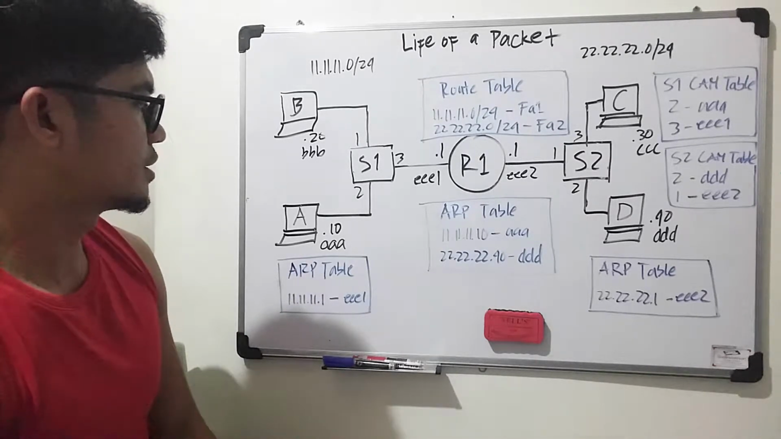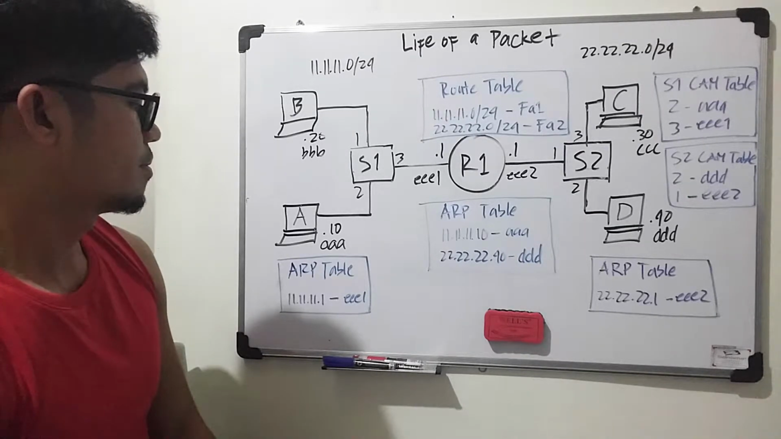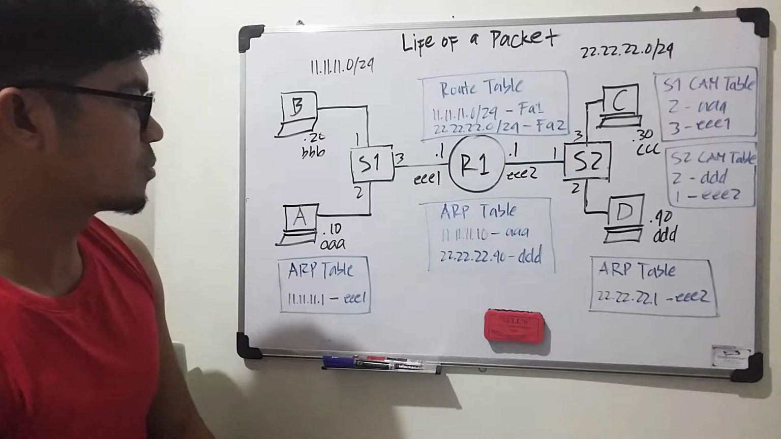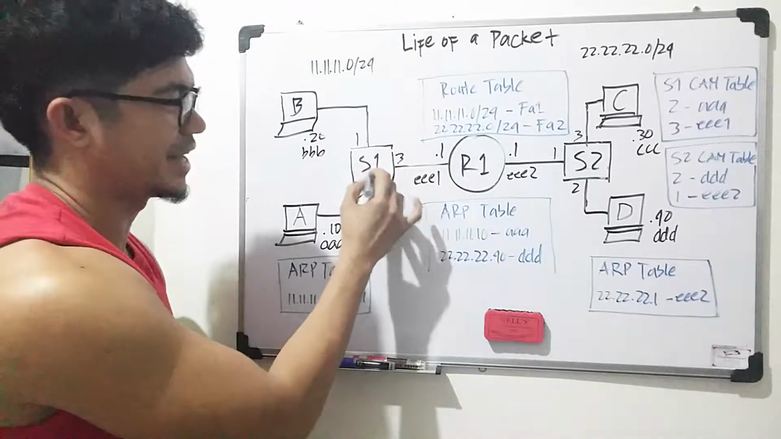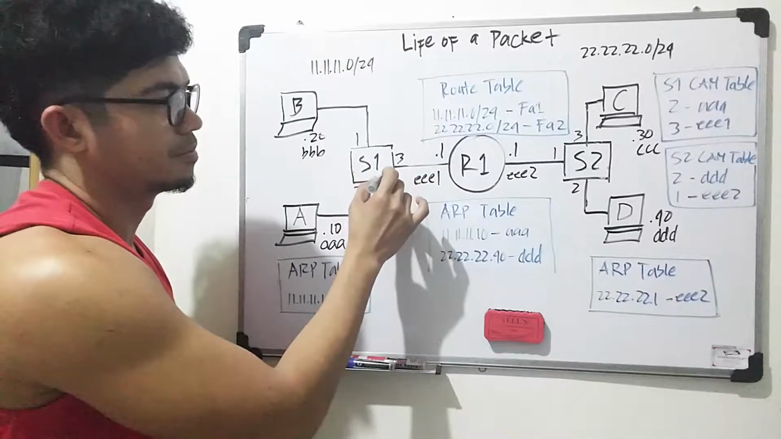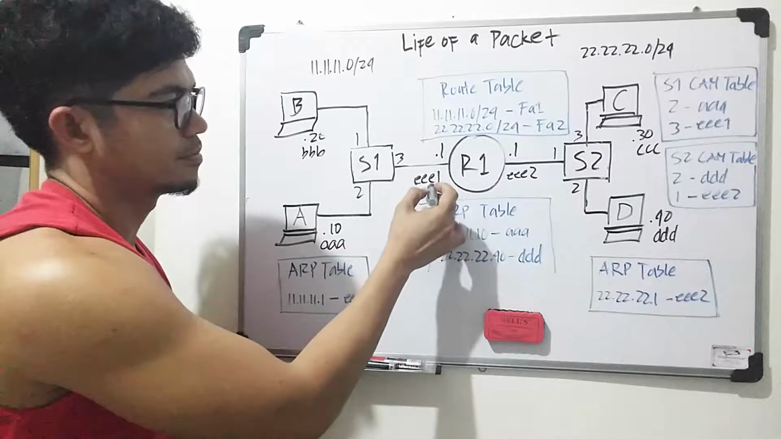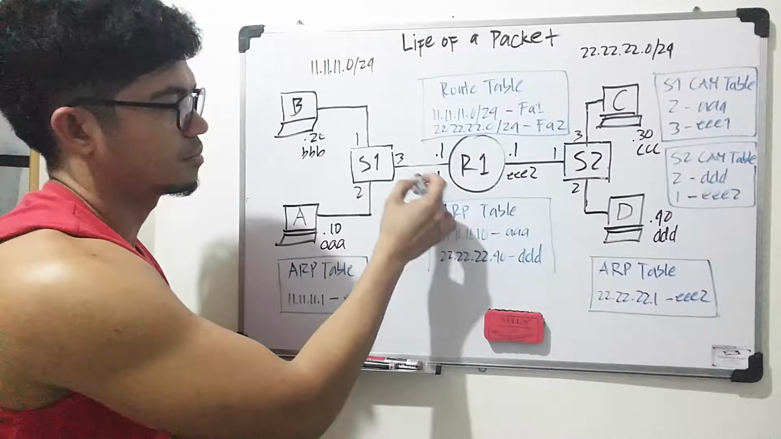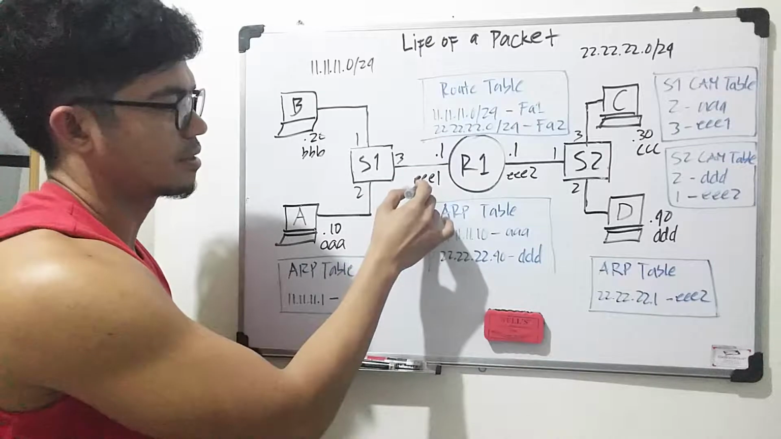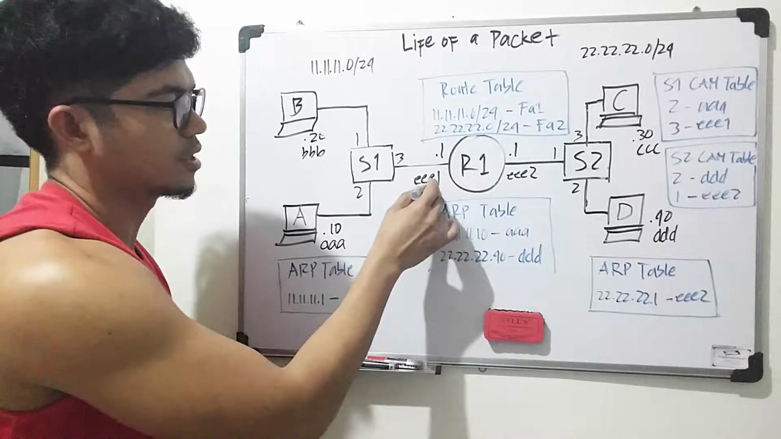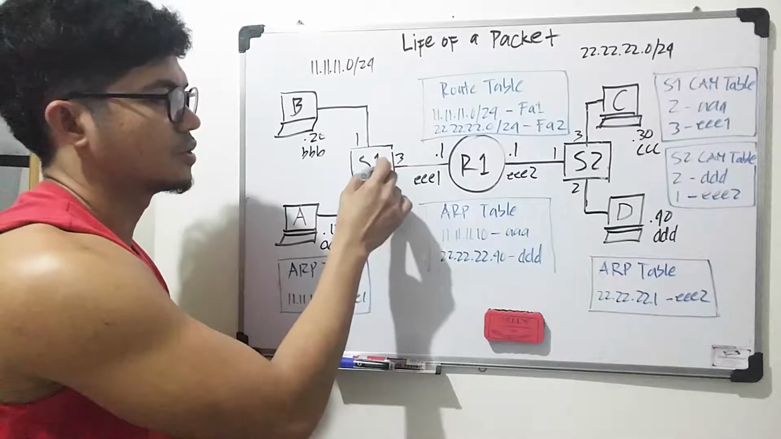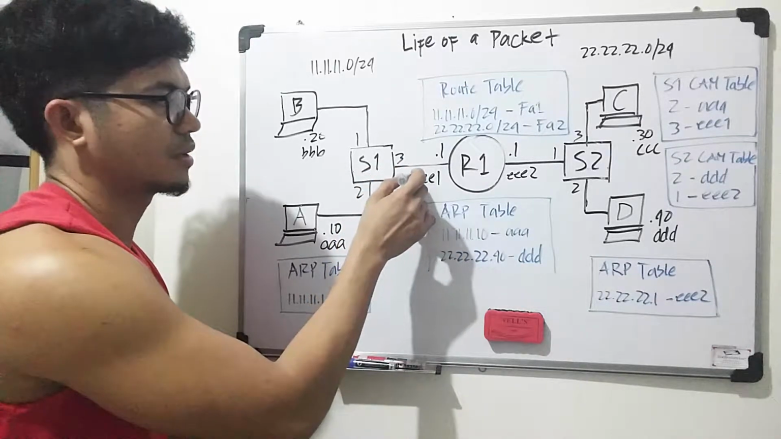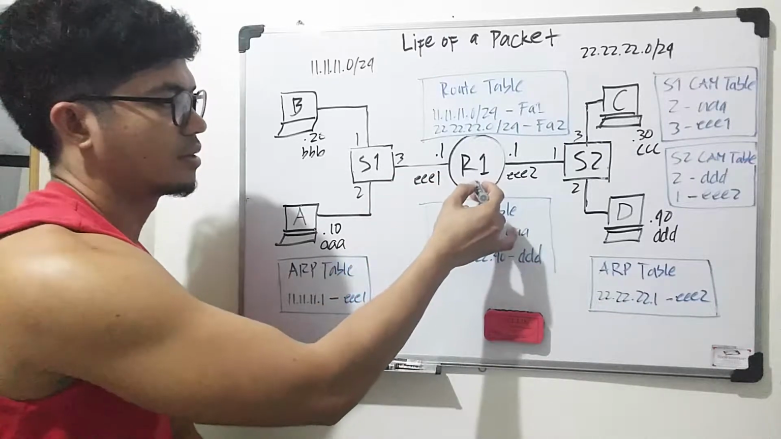The destination MAC address will be this MAC address. So switch 1 already has this mapping here, which is port 3 and the MAC address of router 1. So switch 1 is going to use its port 3 to send the traffic to router 1.